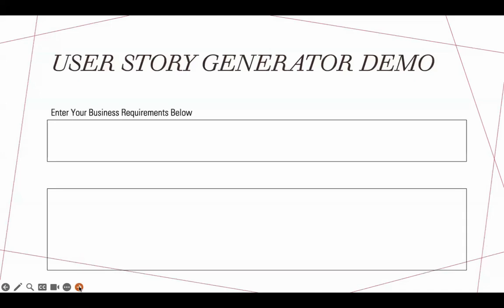This is what the screen would essentially look like. It would say, enter your business requirements below, and the user would enter the information into that top box. The bottom box is where the user stories will be generated.